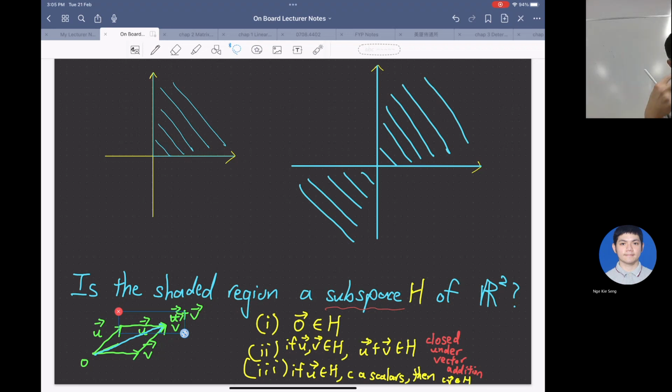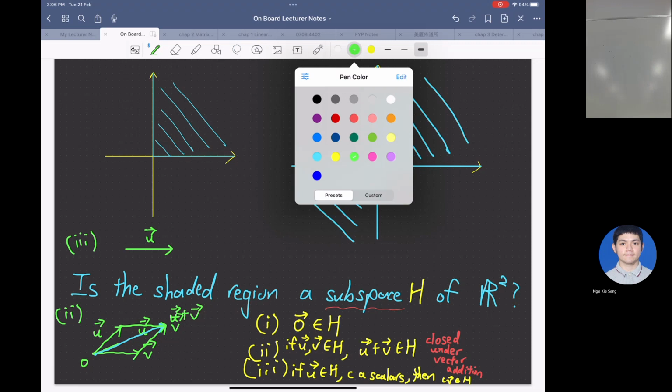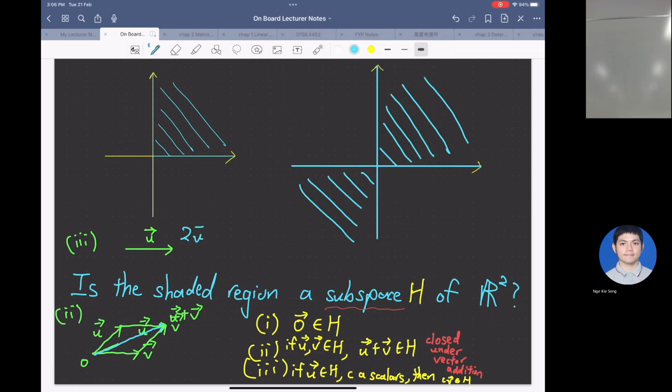How about c times v? What does c times v mean? Let's say you have a u. What is 2u? 2u means 2 times the vector, so the length should be 2 times the vector. You extend forward so that you get 2 times u, and they overlap.